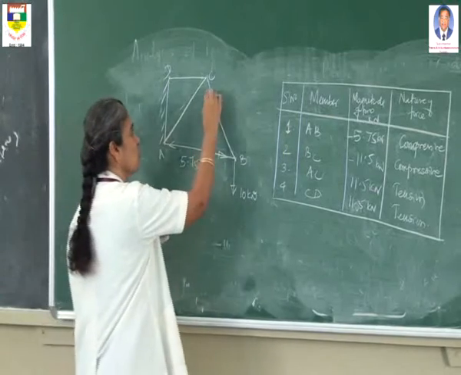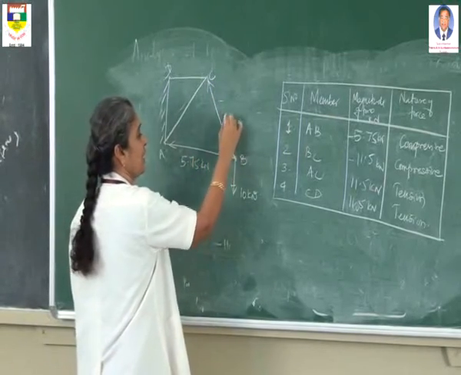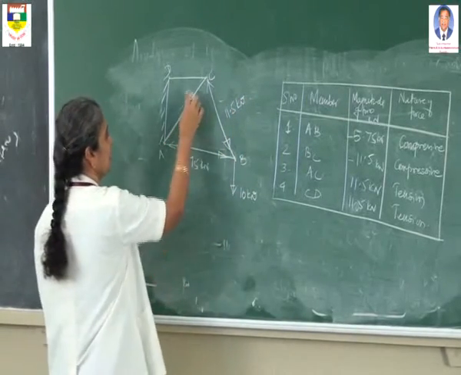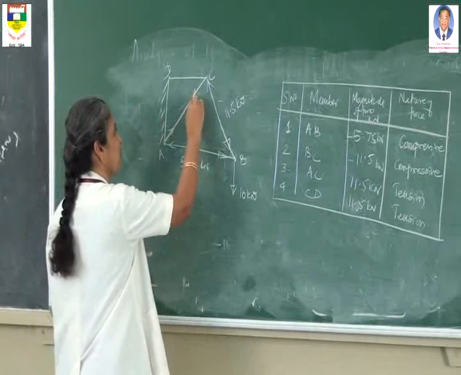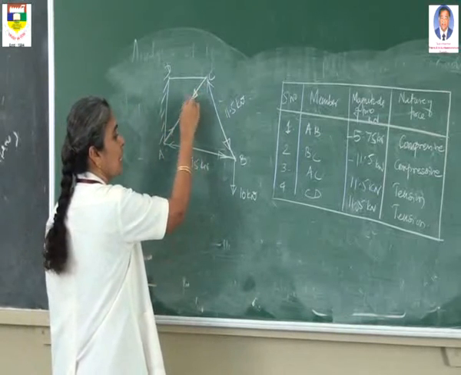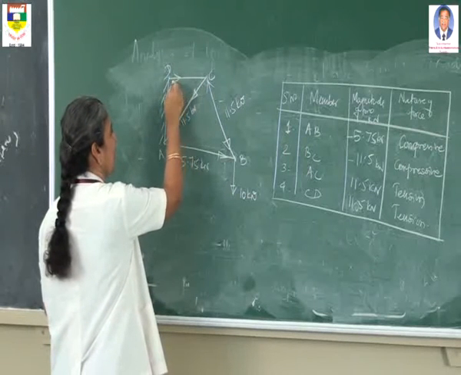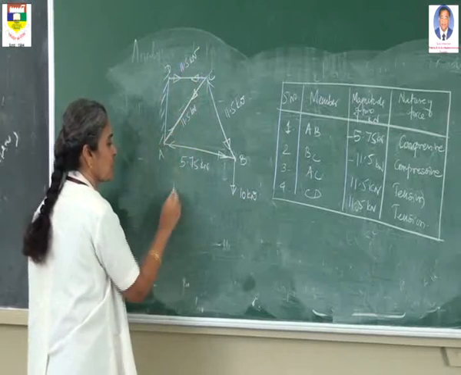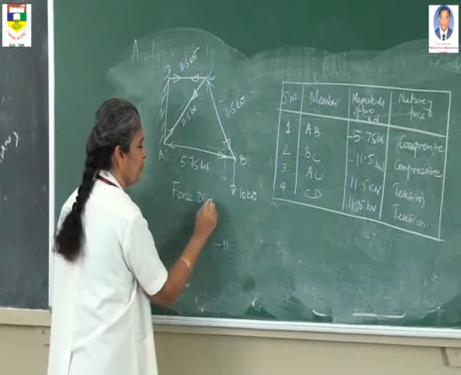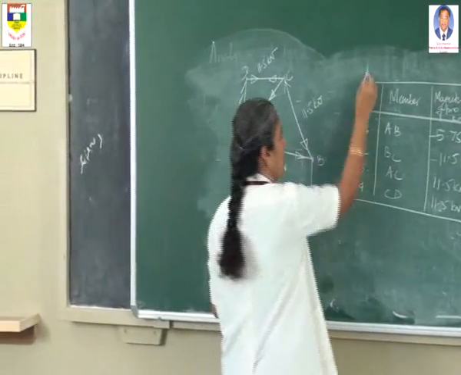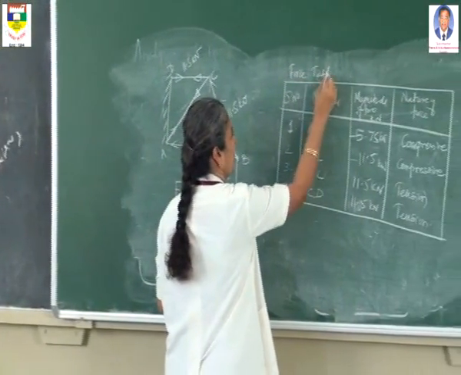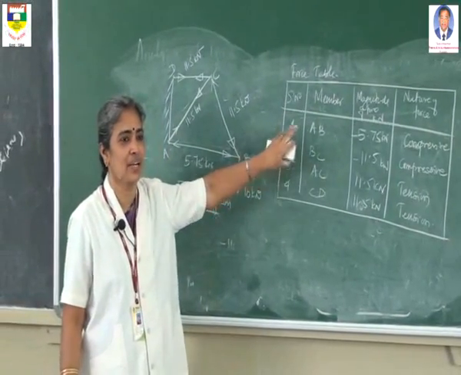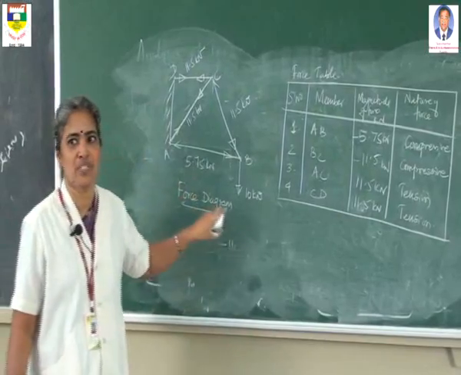BC is also a compressive force, so it is also acting towards the joint, and this magnitude is 11.5 kilonewton. Next, AC is tensile, so it is acting away from the joint. This is 11.5 kilonewton. CD is also tensile, so acting away from the joint. This is also 11.5 kilonewton. So this diagram is called force diagram, and this is called force table. So the final results are interpreted like this, that is, we have to mention in the final answer in the form of force table and force diagram. This is very, very important.